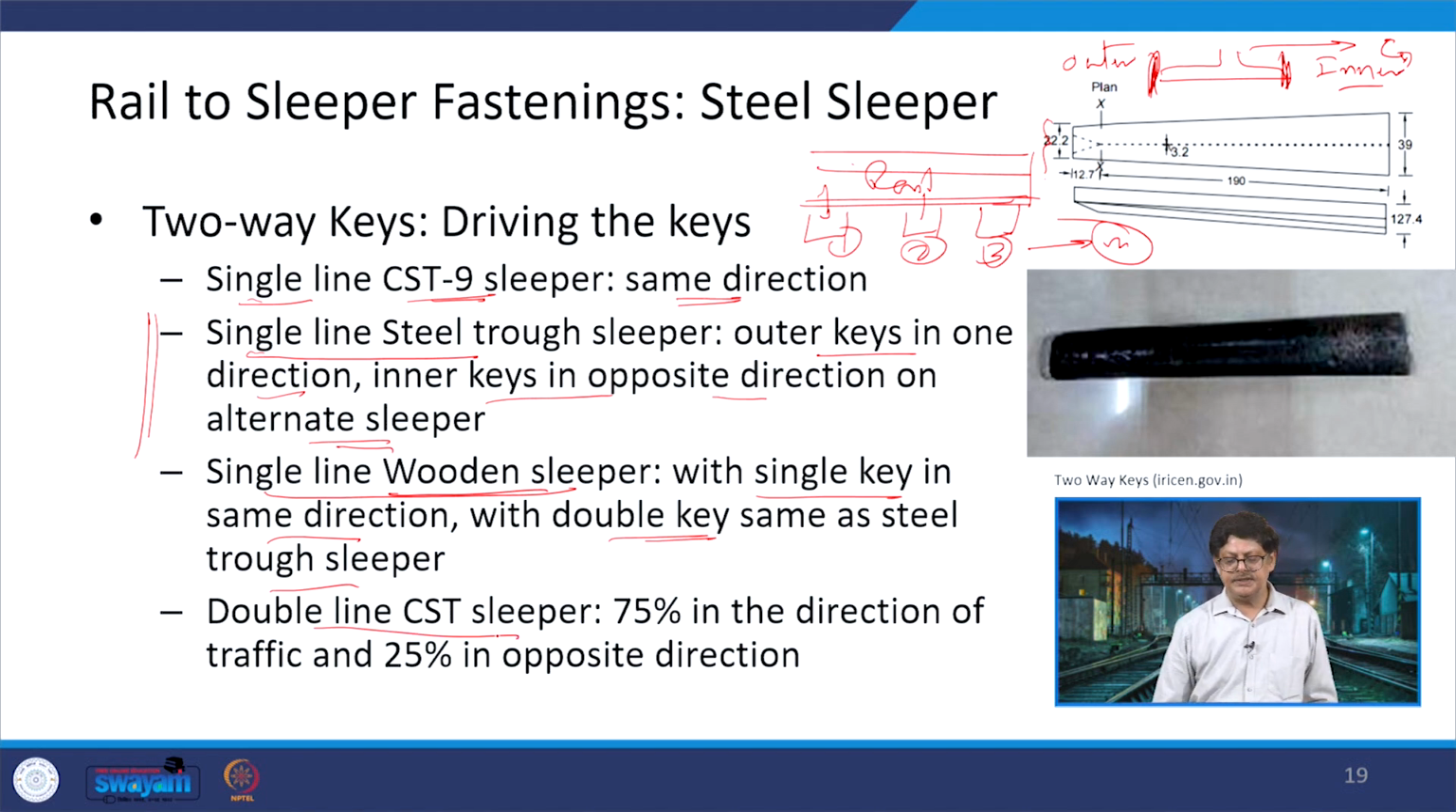Double line CST9, 75% in the direction of traffic and 25% in the opposite direction. So, that means when the traffic is moving in this direction, 75% are going to be inserted on this side, whereas 25% are going to be inserted on the other side.